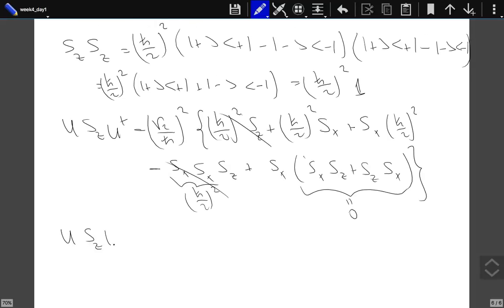So U Sz U dagger is equal to 2 over h bar squared times, well, that is 0. Here I have h bar squared over 4 Sx, and h bar squared over 4 Sx over here, so it's just h bar squared over 2 Sx. It's just Sx. So that was our purpose, to show that Sx and Sz are unitarily equivalent operators. And we know what U is.